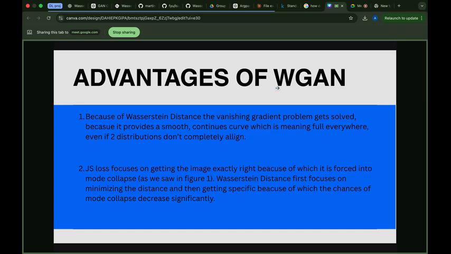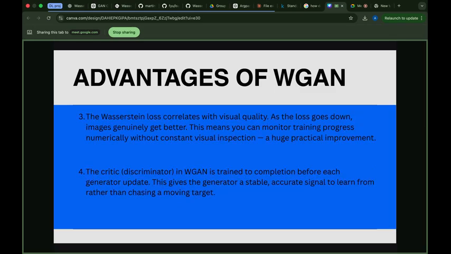The second advantage of WGAN is that because of the WGAN loss, the model is forced into getting the picture exactly right. What WGAN does is first it tries to get in the vicinity of the correct options, and then it zeroes in on one distribution. Because of this, the mode collapse problem reduces significantly compared to GAN. And as we saw, the JS loss doesn't reduce throughout training. This problem is not carried over in WGAN.